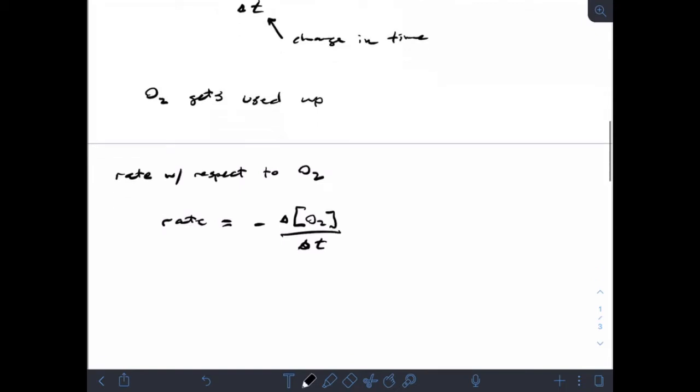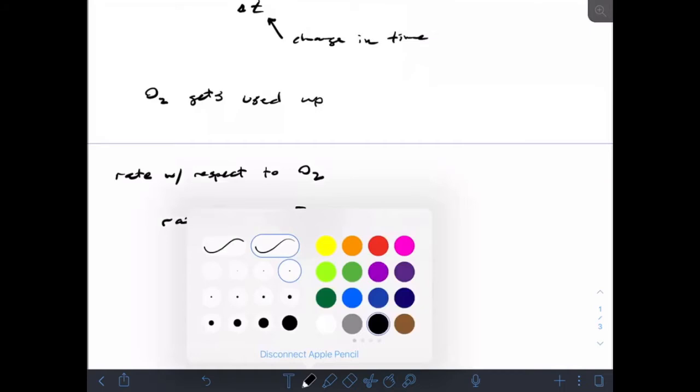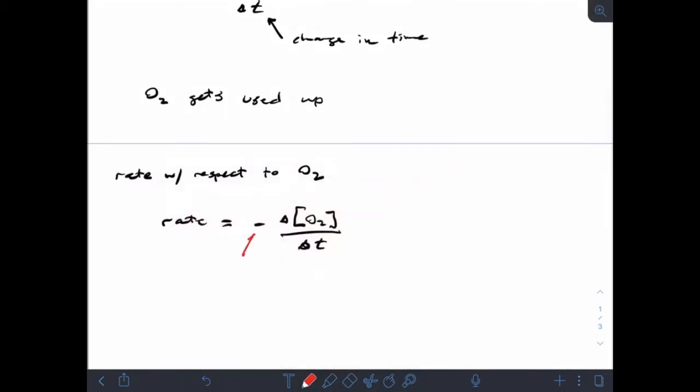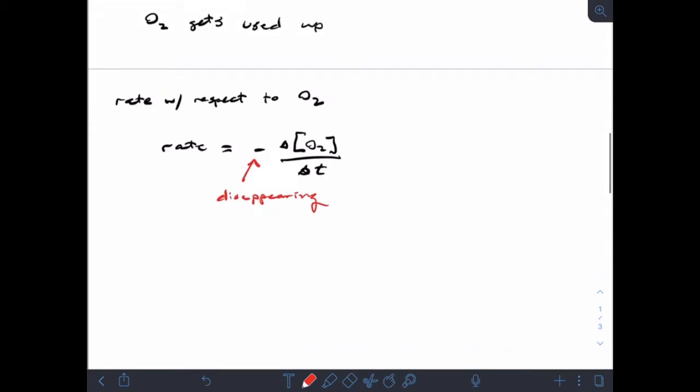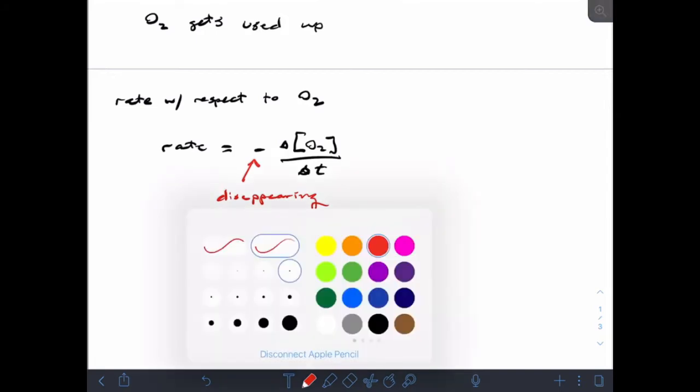The important thing about this particular bit is this negative sign. Okay, that means that it's disappearing. Typically that's going to be for anything that's on the reactant side, because the reactants get used up, products get made. Reactants disappear, products appear.